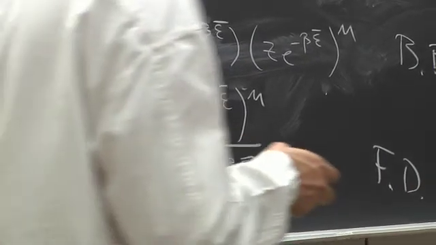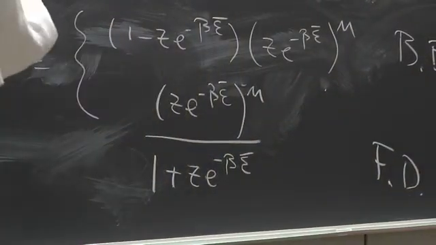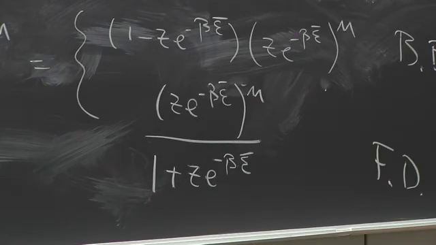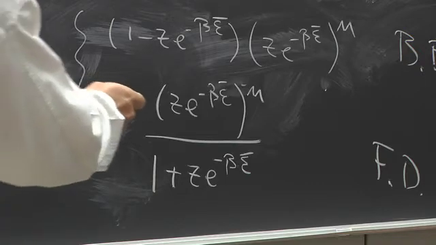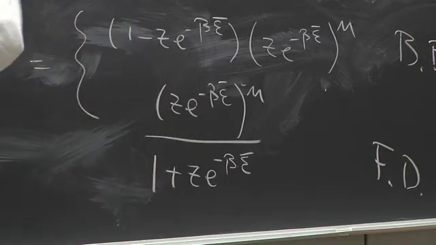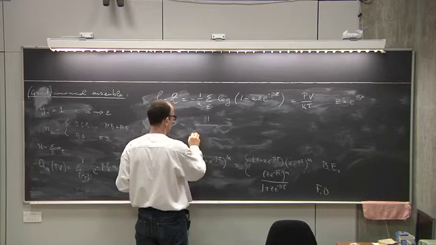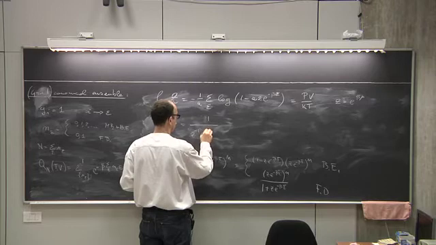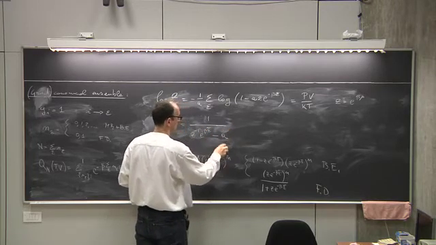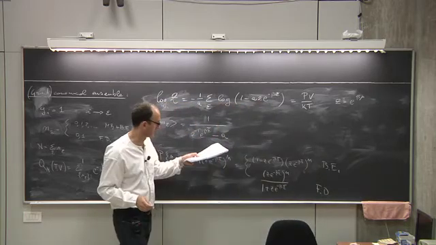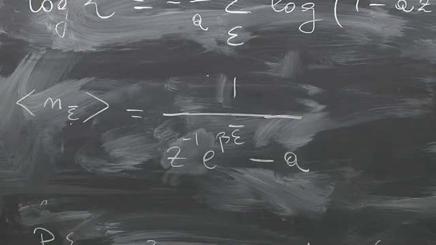Now it is very easy to compute the expected number of particles in the energy level epsilon bar, and this will be given by essentially 1 divided by z to the minus 1 e to the beta epsilon bar minus a. But this a again is equal to 1 for the Bose-Einstein statistics and minus 1 for the Fermi-Dirac.